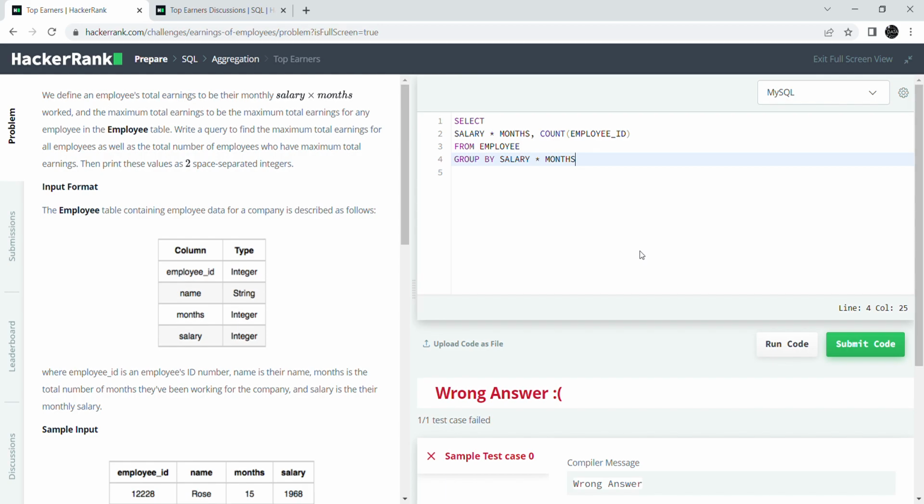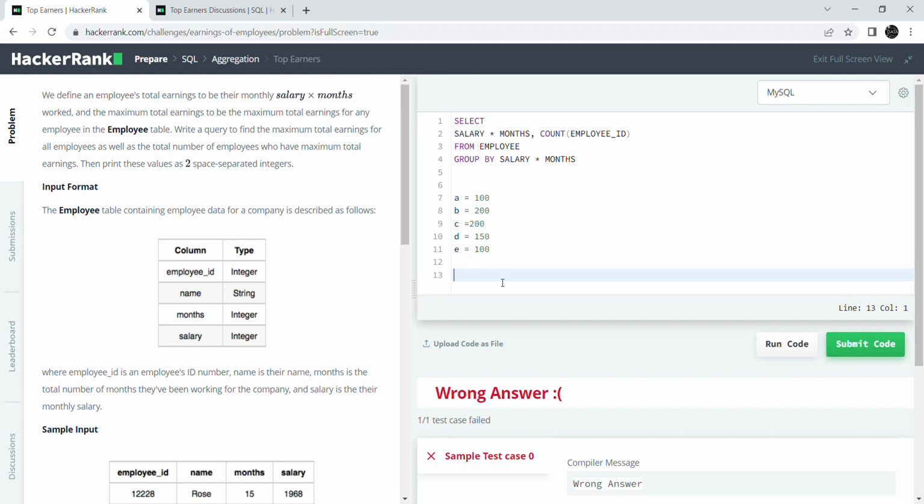Suppose A is earning a total salary of 100, B is earning a total salary of 200, C is earning a total salary of 200, D is earning 150, E is earning 100. So consider the salary and months as 100, 200, 200, 150, 100.